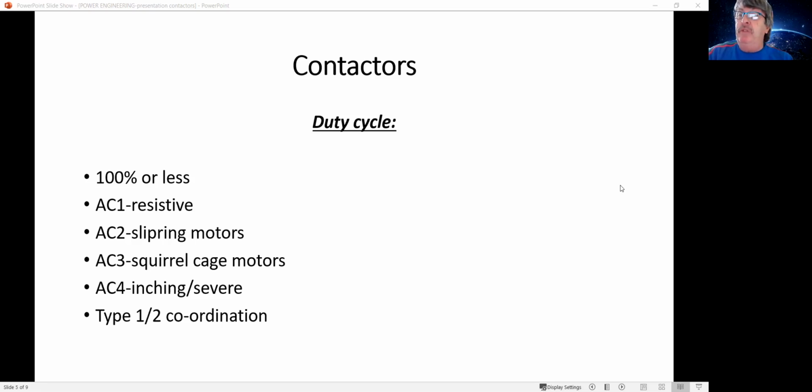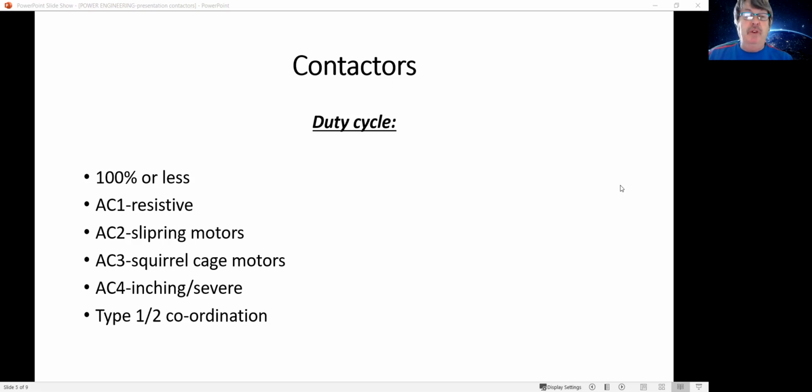AC2 is slip ring motors, we don't really get too many of those, very specialist possibly. AC3 is again one of the most popular categories we get, and these are squirrel cage motors switching on and off. AC4 is for the same thing, squirrel cage motors, but this is inching and switching, heavy duty, severe duty, the type of thing like a crane gantry where you go stop, start, stop, start, stop, start to get 6 inches, you've done 15 operational switchings on and off. And you can imagine the inrushes to cope with that.